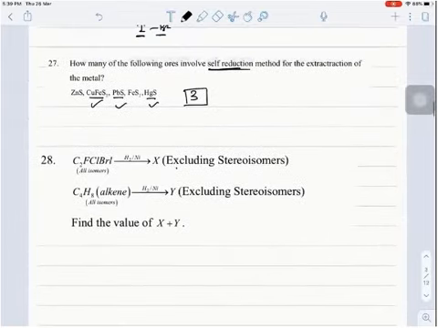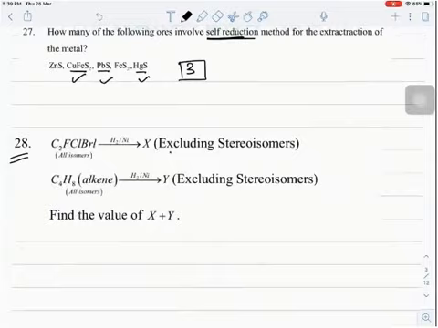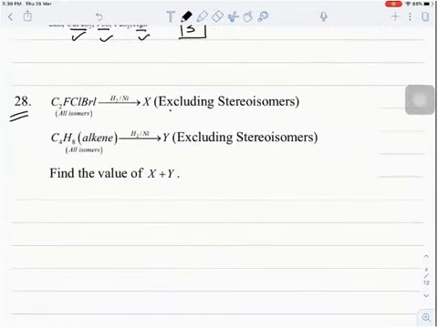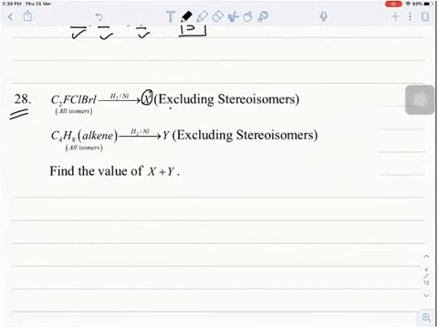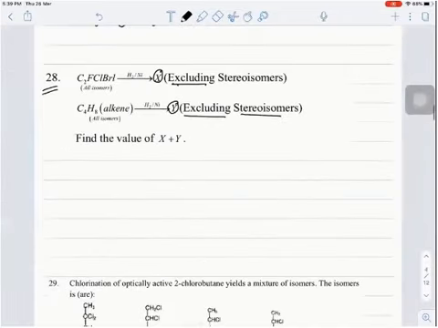So next question is question number 28. In this question, 2 alkenes are hydrogenated to give products. Here X number of products are formed in the first reaction, and here Y number of products are formed in the second. We should determine the number of products excluding stereoisomers. First we write the alkenes possible in reaction 1.